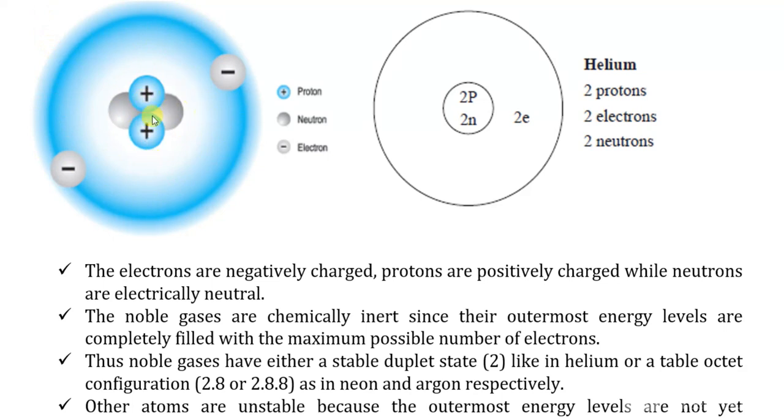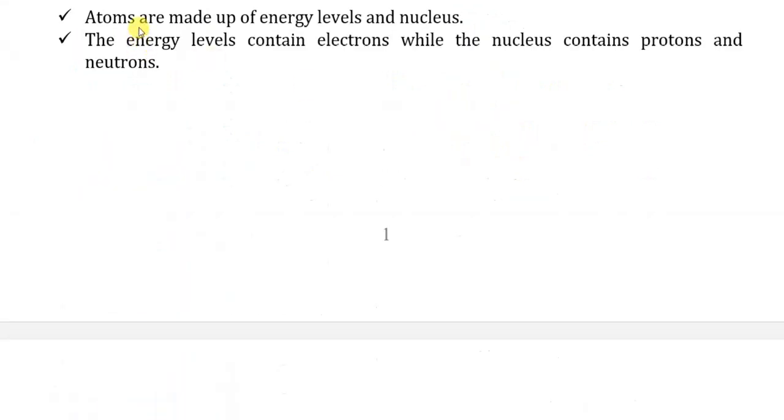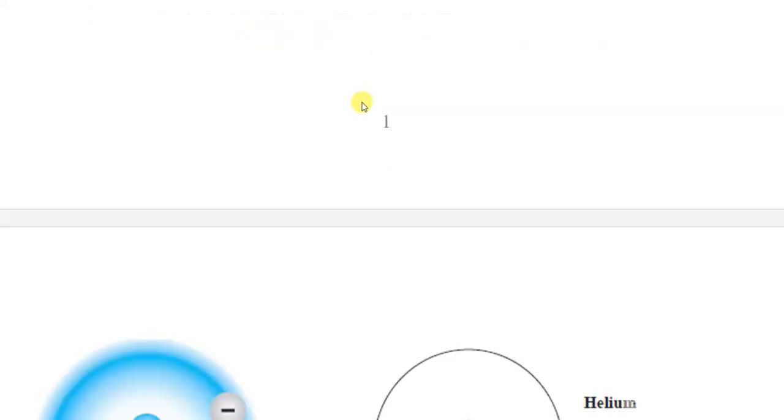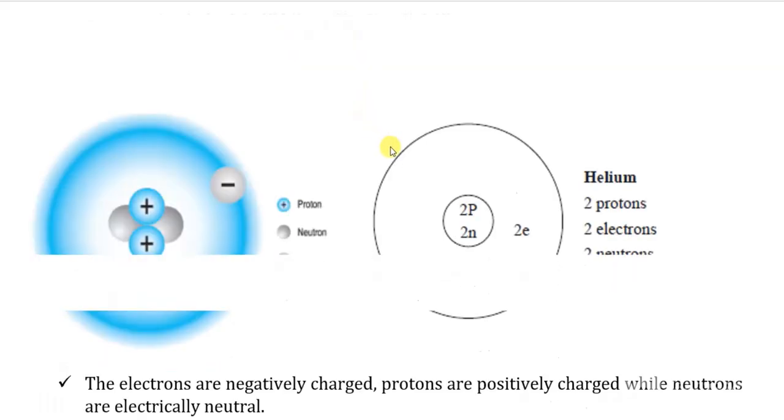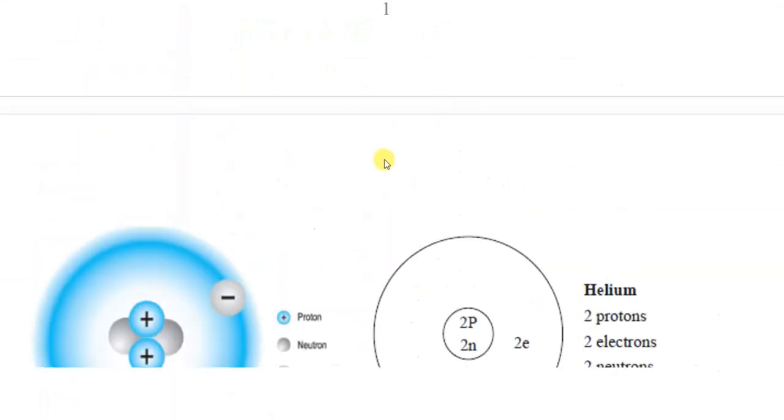In the nucleus we have the protons and the neutrons, but out here, in the energy levels, we have electrons. So as you can see, the nucleus contains protons and neutrons, and electrons are out here for helium. So why is that important? Atoms are made up of energy levels. So during chemical bonding, we use the electrons in the outermost energy level. So if you don't know the outermost energy level, then this becomes very difficult.